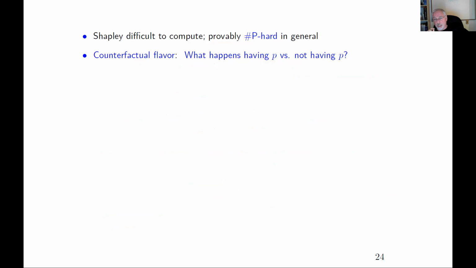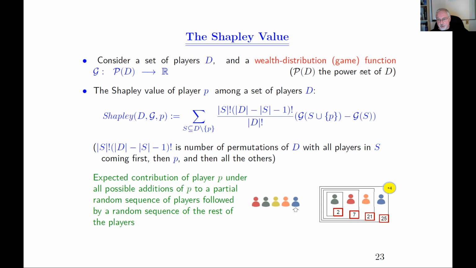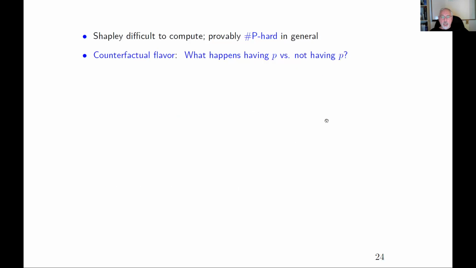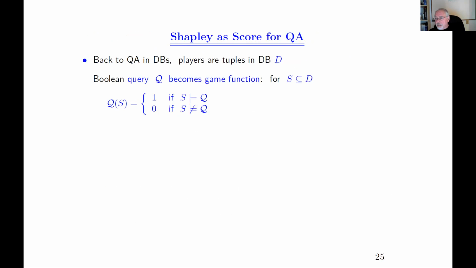Okay. Well, actually, there are results that show that Shapley is difficult to compute. It is provably sharp-P hard in general. And we can also notice that it has a counterfactual flavor, in the sense that we are considering what happens having P versus not having P, as captured in this expression. So let's apply this Shapley value to our problem. So back to databases and query answering.